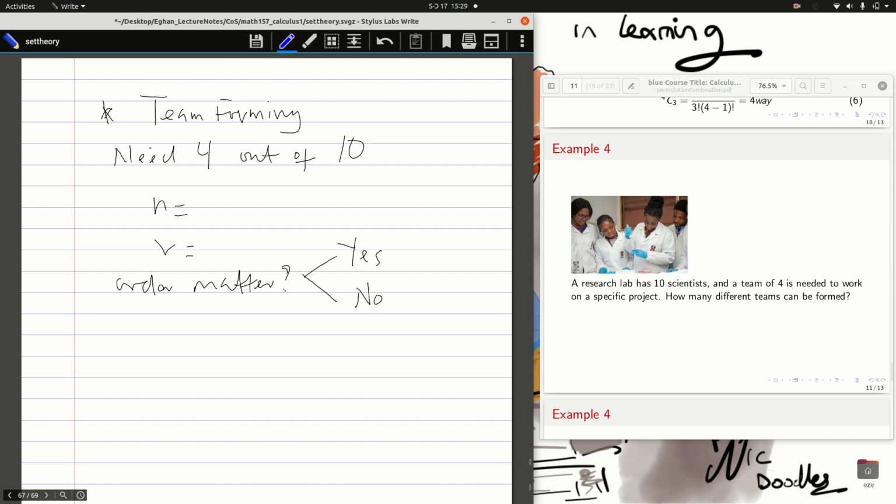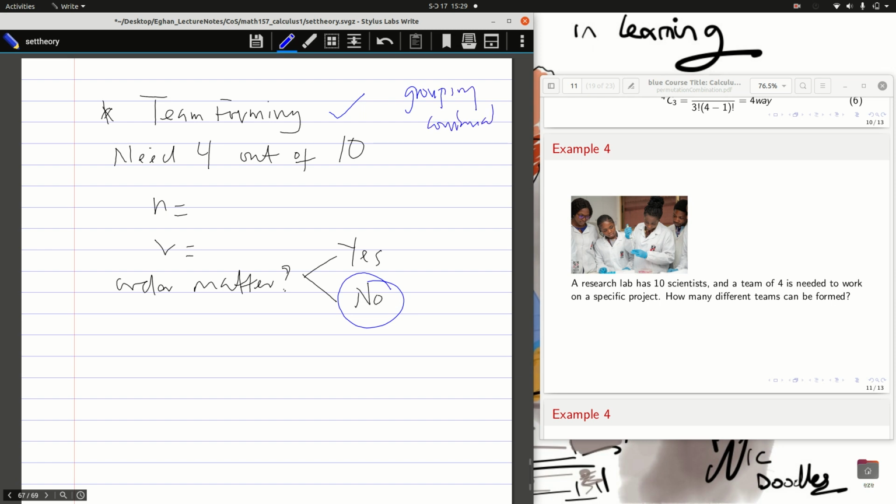Example 4, we are told there's a lab which has 10 scientists to work on a project, but this project needs 4 in a team. We are forming a team. We are pairing some people up. Certain things should come to mind. Does the order really matter? No. So anytime you hear of groupings, combination should come to mind.